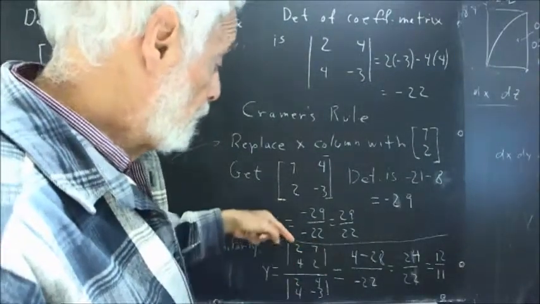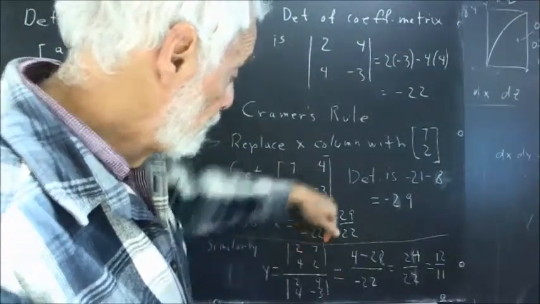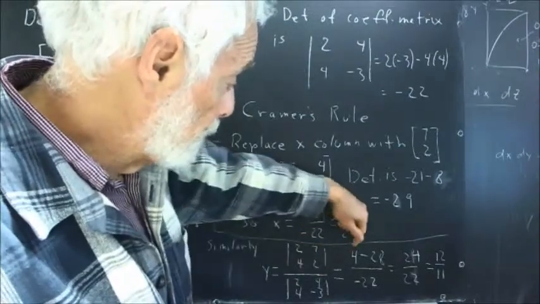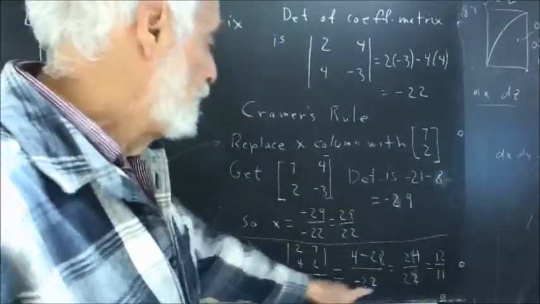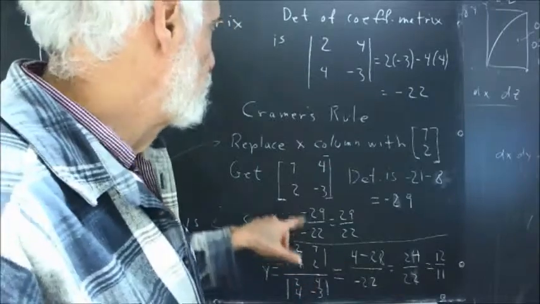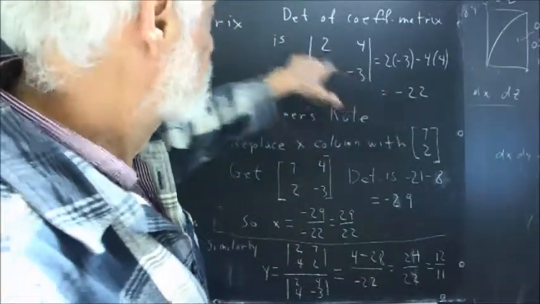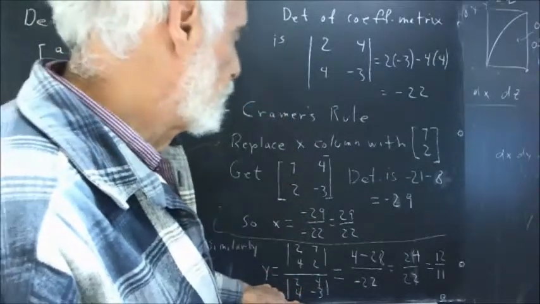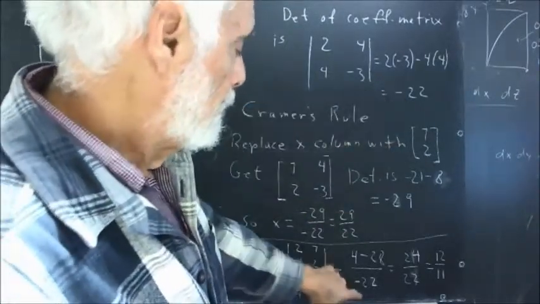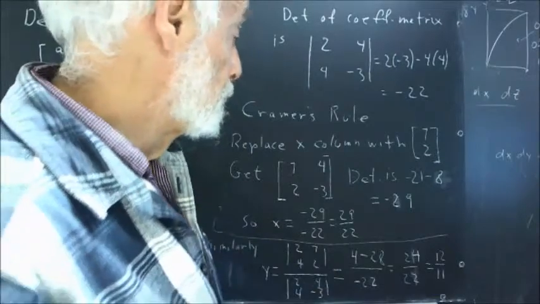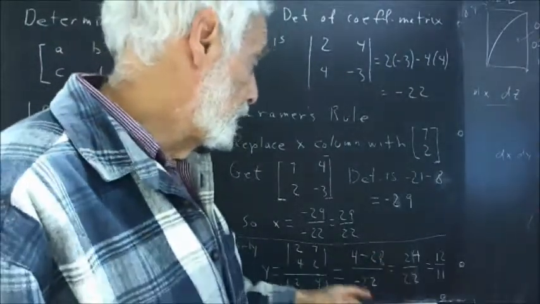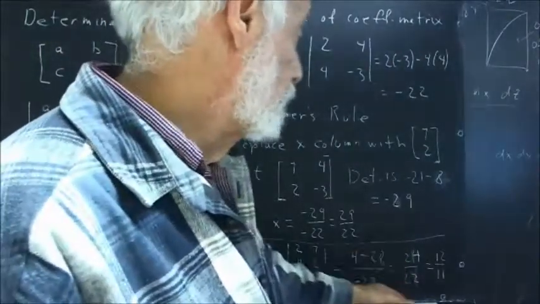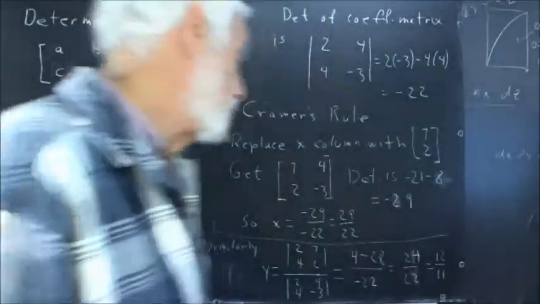And we evaluate the determinant. 2 times 2 is 4. 7 times 4 is 28. So we have 4 minus 28. The denominator is still negative 22, because the denominator is still the coefficient matrix, and its determinant was determined earlier. And then we do the arithmetic. We get 24 over 22, 12/11ths if you prefer.